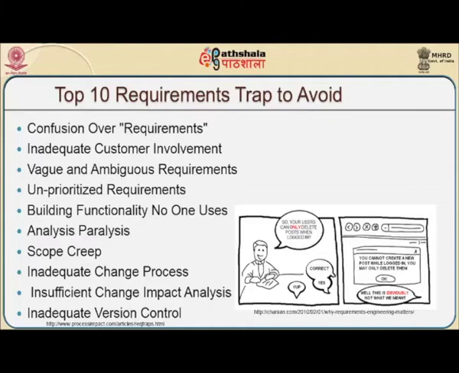If there exist unprioritized activities, the developers could concentrate on some of the unprioritized events for a longer period of time. Building functionality which no one uses is also a trap to avoid. Analysis paralysis, creep in the scope, inadequate change process, insufficient change impact analysis, inadequate version control. So these points may lead to a trap if they have not been properly understood.